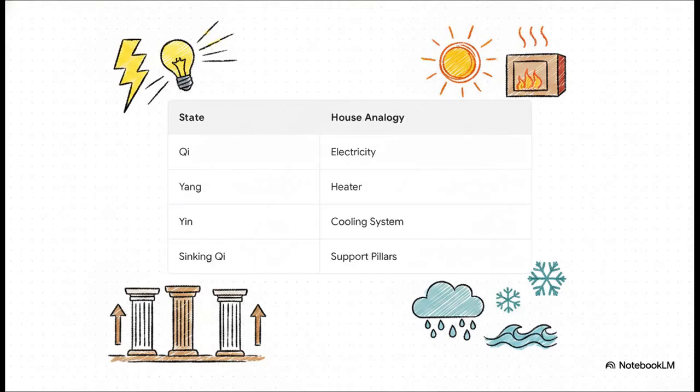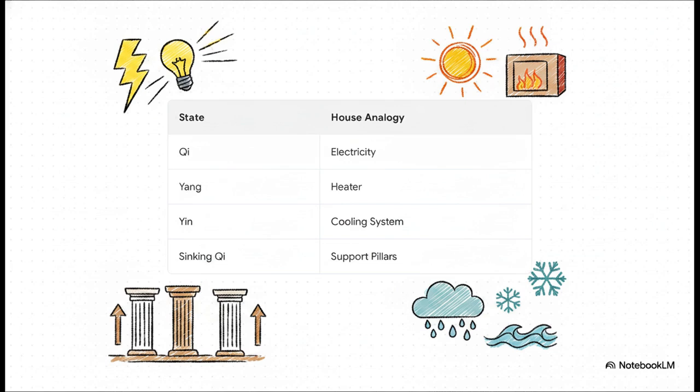Let's look at how this house operates. First up, we have qi. Qi is the electricity, right? It provides the vital power for absolutely everything to function. Next is yang. Yang is the body's heater. It's that warming, activating, energetic aspect of the house that keeps things moving and comfortable. Then we have yin. Think of yin as your water and cooling system. It keeps the house moist, cool, nourished, and keeps it from overheating. And finally, sinking qi. These are your structural support pillars. It's the energy holding organs in place and keeping everything properly lifted.